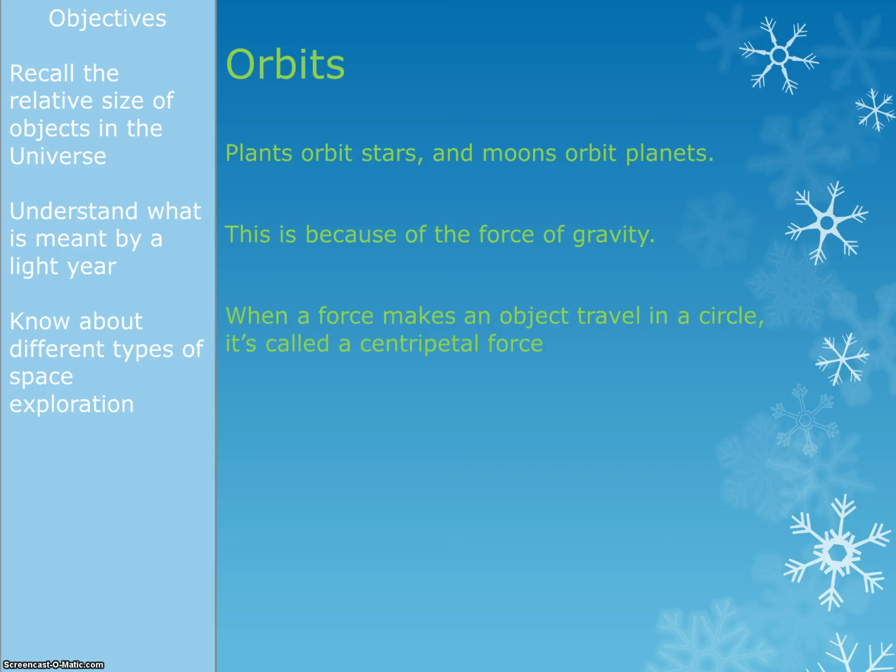Now, whenever a force makes something go in a circular shape, so if it goes round in a circle, we call that a centripetal force. So in the case of orbits, gravity is the centripetal force.